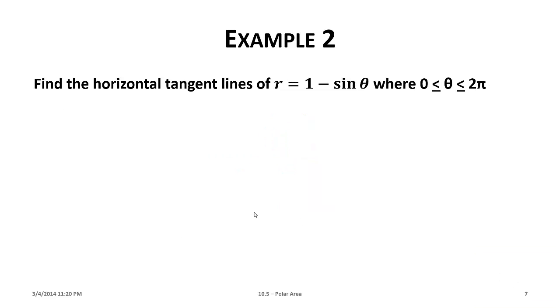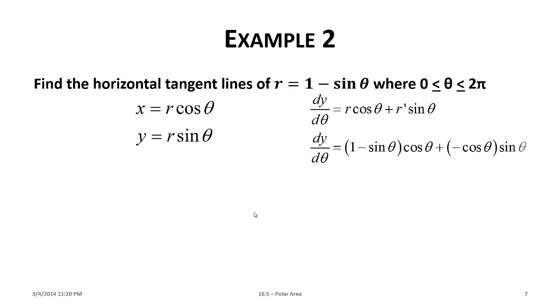Example number 2. Find the horizontal and vertical tangent of r equals 1 minus sine theta, where the restrictions are 0 is less than or equal to theta is less than or equal to 2 pi. So now we're going from 0 to 2 pi here. Same situation applies. x equals r cosine theta, y equals r sine theta. We know r equals 1 minus sine theta, so you just plug it in.